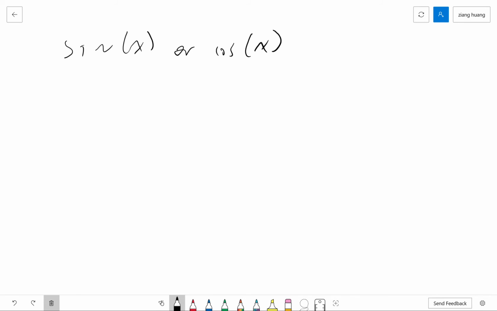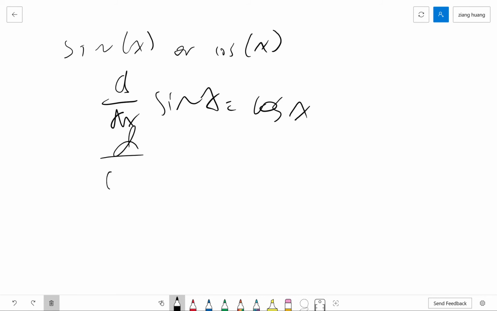So as you can basically infer from the names, sine and cosine, those two functions are derivatives of each other. Well, technically, one of them is a negative derivative of the other, but I'm digressing again. So the derivative of sine x is equal to cosine x. The derivative of cosine x is equal to sine x.